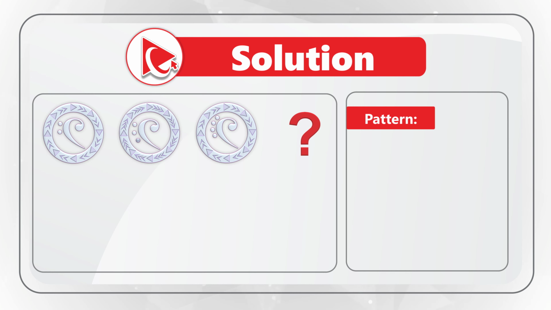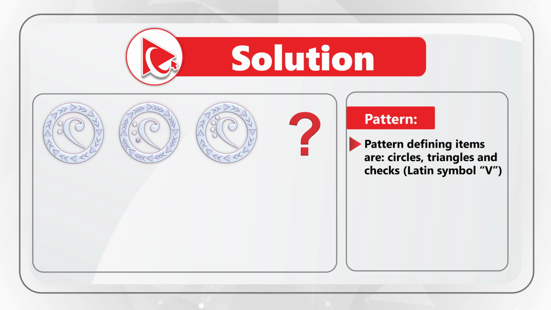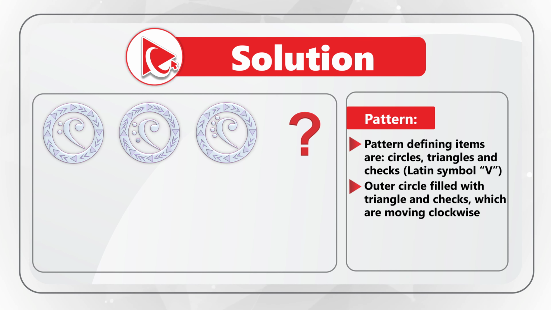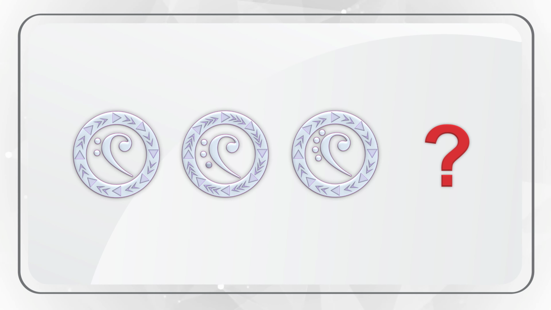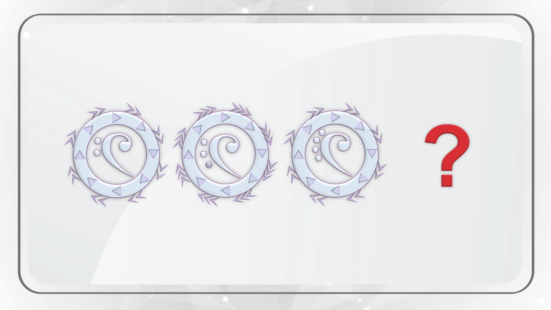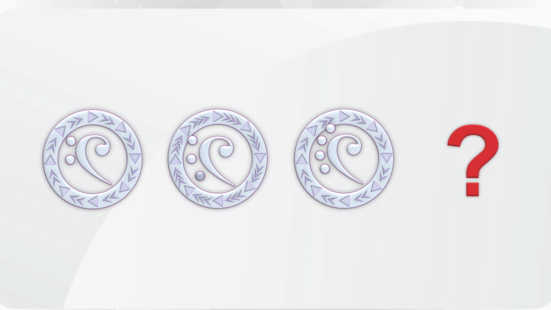And the pattern consists of multiple elements. Pattern defining items are circles, triangles, and checks. They look like the Latin symbol V. If you look closely at the outer circle, it's filled with triangles and those checks, which are moving clockwise. The inner circle also has smaller circles inside.